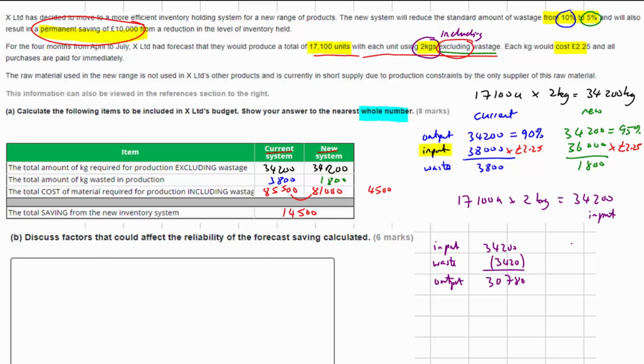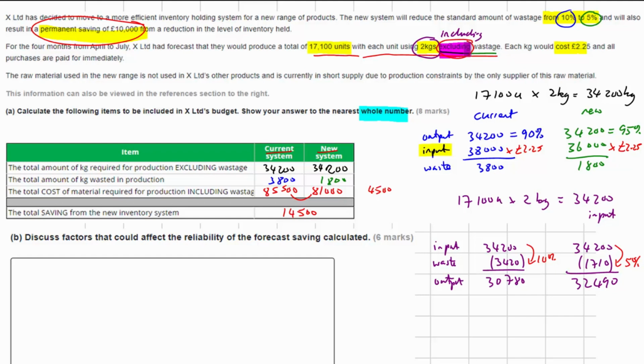Whereas under the new system, our input's still going to be the 34,200, but now our waste is only 5% of that. So 34,200 times by 5% gives 1,710, and therefore our output, we're going to have more kilograms in our output now, aren't we? So we're going to have better quality output. So our output is 32,490. So remember, this here is 10% and here it's 5%. Yeah, so we can see the two different ways of doing this depending on the wording in the question. So it's really important that you read the question very carefully.